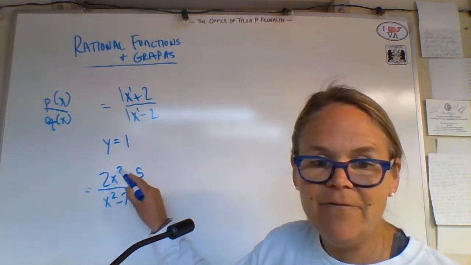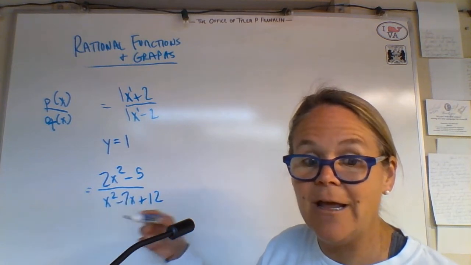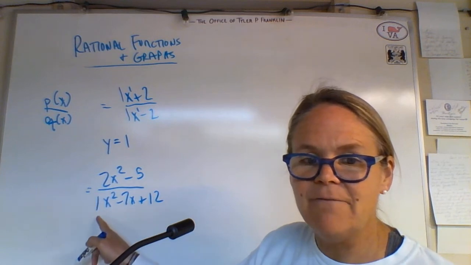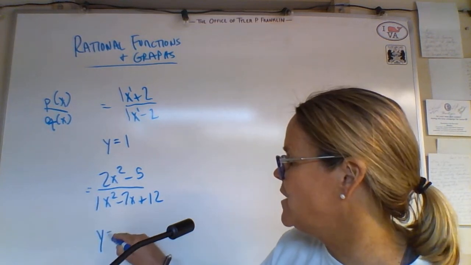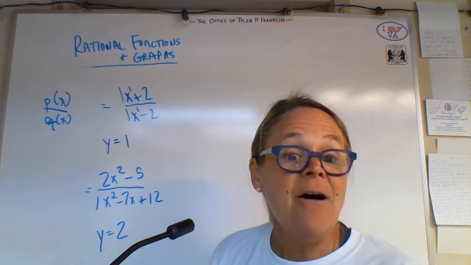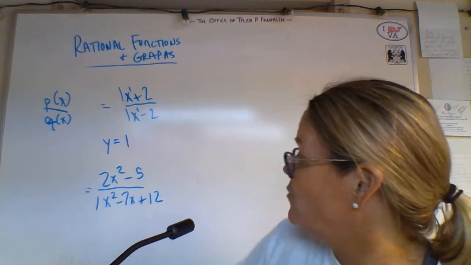If I gave you 2x squared minus 5 over x squared minus 7x plus 12. The degree of the top is 2. The degree of the bottom is 2. They're equal. It's the leading coefficient divided by the leading coefficient. Y equals 2.